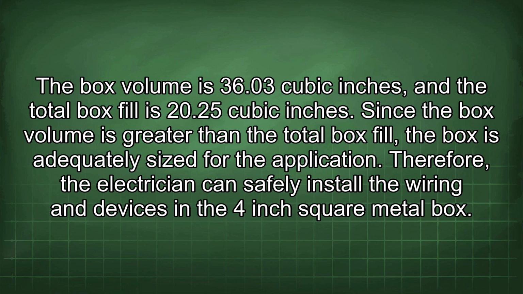The box volume is 36.3 cubic inches and the total box fill is 20.25 cubic inches. Since the box volume is greater than the total box fill, the box is adequately sized for the application. Therefore, the electrician can safely install the wiring and devices in the 4-inch square metal box.